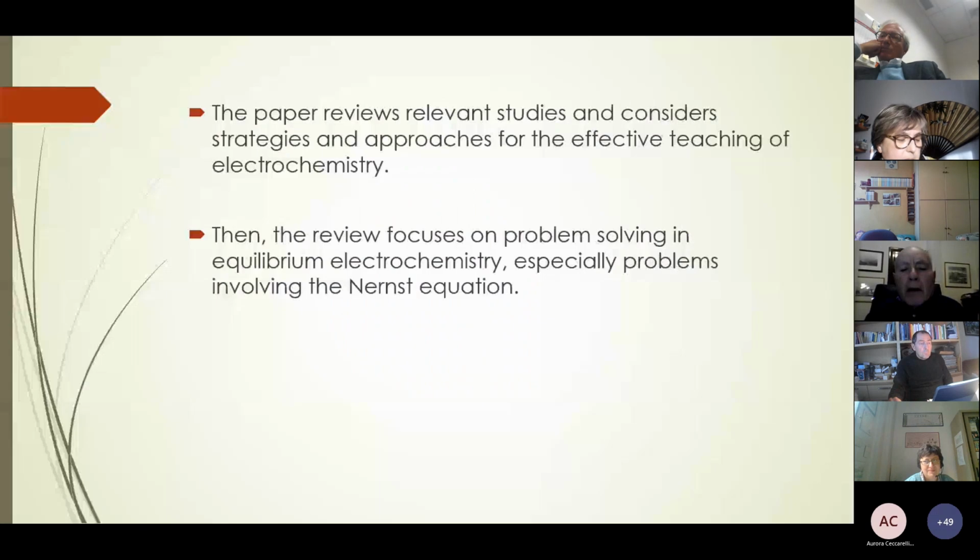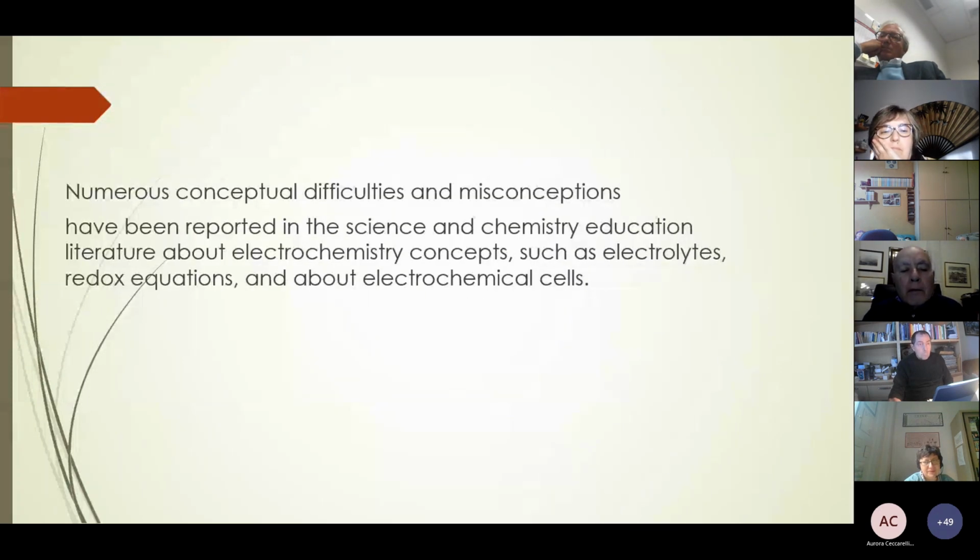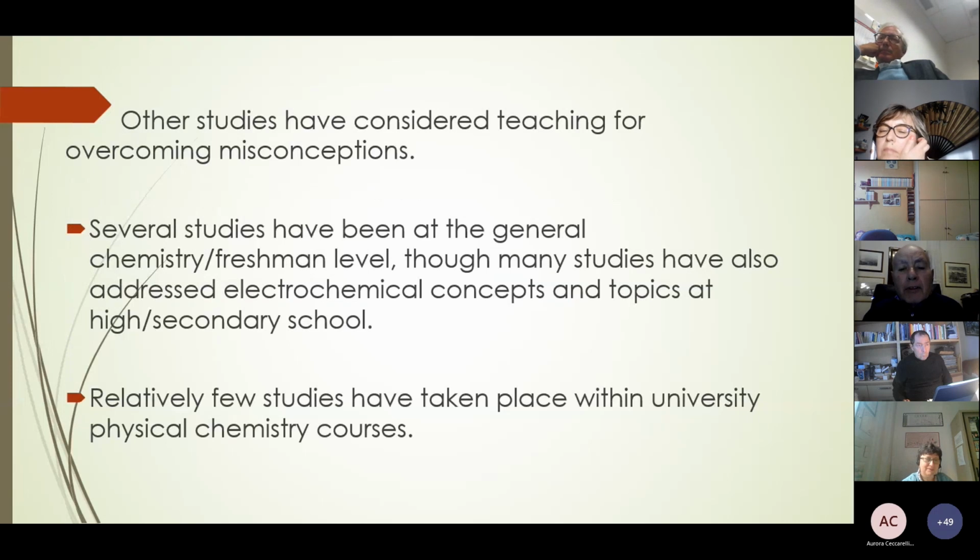That paper reviews relevant studies and considers strategies and approaches for the effective teaching of electrochemistry. The study of the literature has revealed many conceptual difficulties and misconceptions, which have been reported in the educational literature. Topics such as electrolytes, redox equations, and electrochemical cells cause many difficulties. Other studies have considered teaching for overcoming misconceptions.